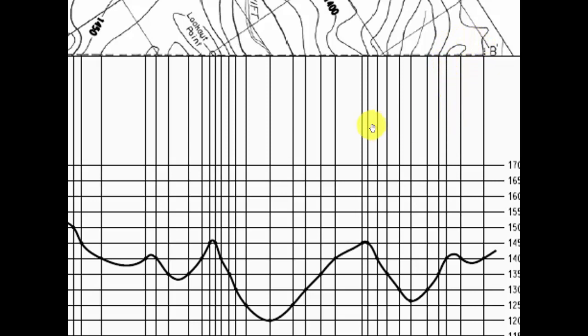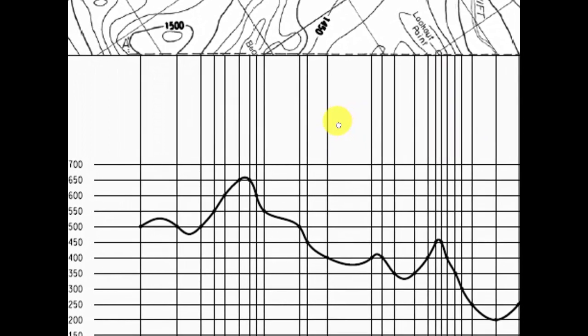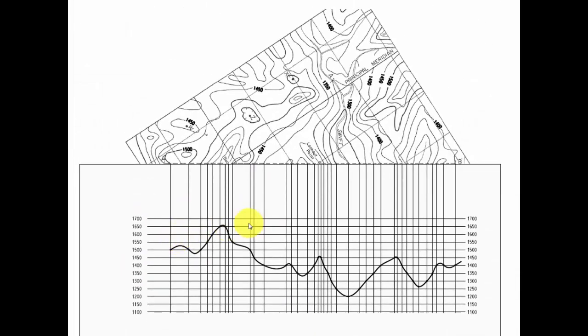So I'm hopeful that seeing these contours turned into horizontal lines and then plotting a profile along AB helps you understand the rise and fall of the landforms as you walk along that line.